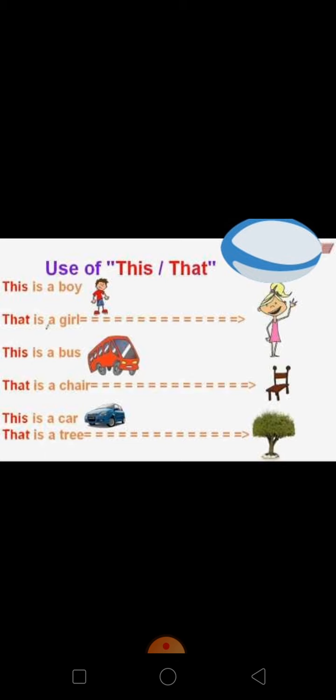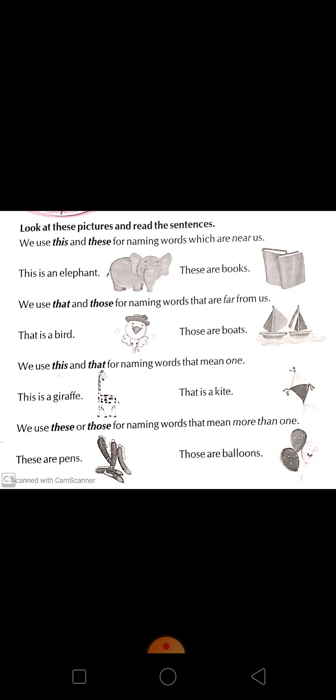This is a bus. Now look at this. Chair is very far. So what are we going to use? That is a chair. So this is a car. That is a tree. So students, tree is far. Okay? See more examples. Look at these pictures and read the sentences.